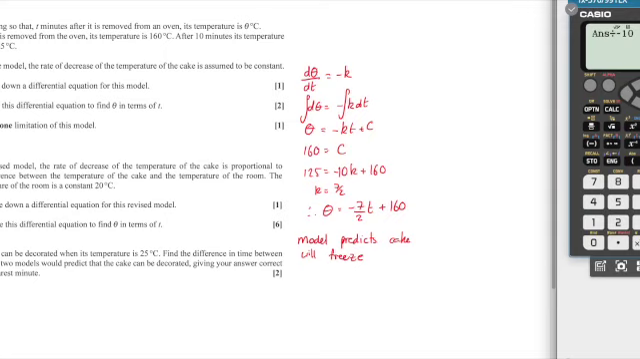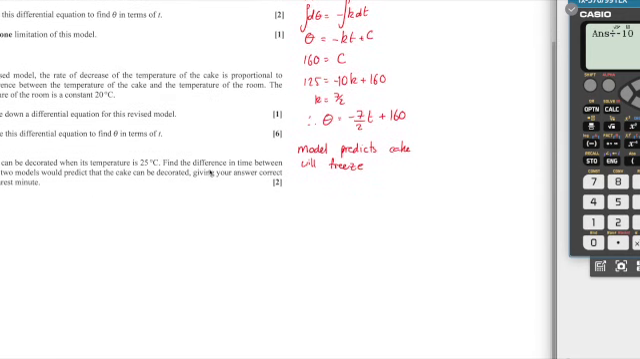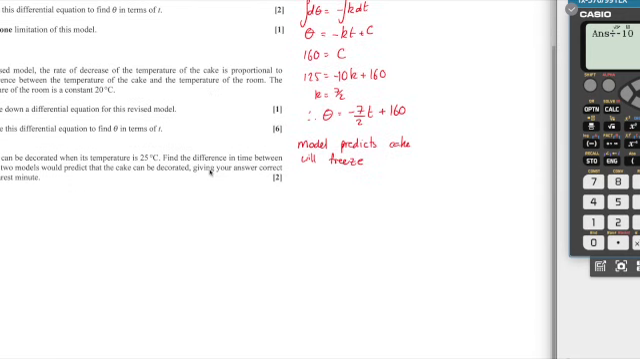In a revised model, the rate of decrease of the temperature of the cake is proportional to the difference between the temperature of the cake and the temperature of the room. Now this is more like what I'm expecting. The temperature of the room is a constant 20 degrees C. Right, then a differential equation for this revised model. So this is what we are expecting.